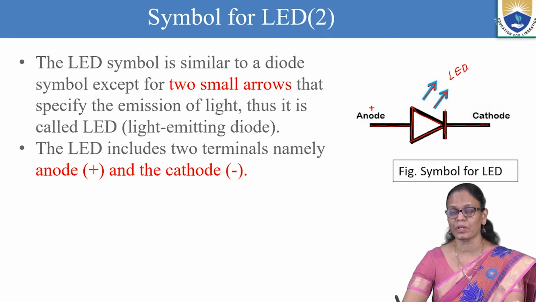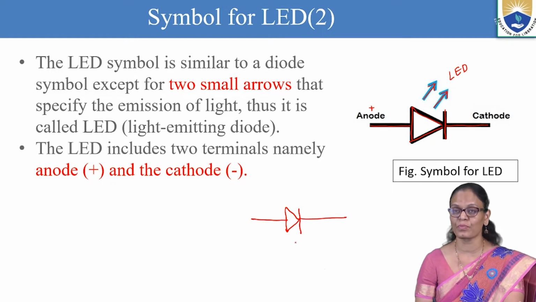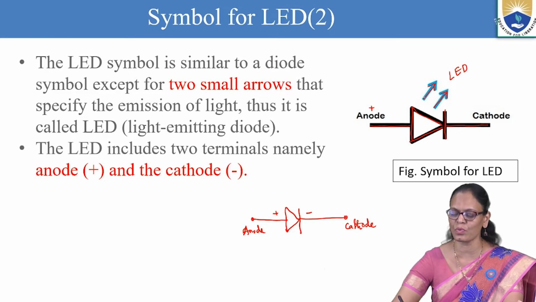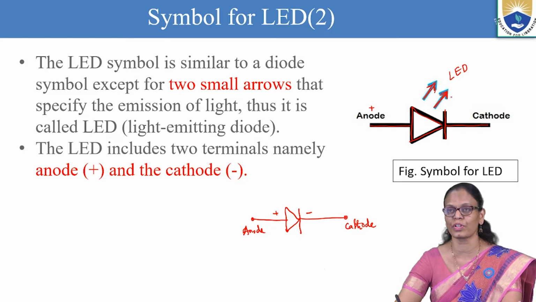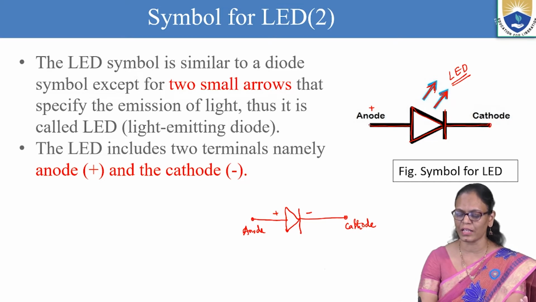Light emitting diode. Now if you see a normal PN junction diode, the symbol for a normal PN junction diode is this: a triangle with a vertical line. This side is the positive, or this is connected to the anode and this is connected to the cathode. So the difference in the symbol for an LED is these two arrows which are pointing outward. The direction of the arrows is also very important. So this we call LED, and the two terminals we have are the anode and the cathode. That is how we are connecting them.